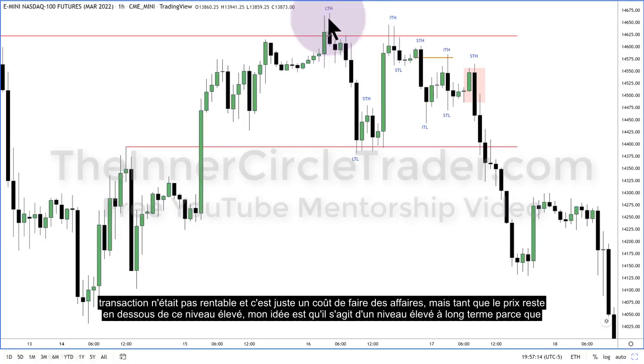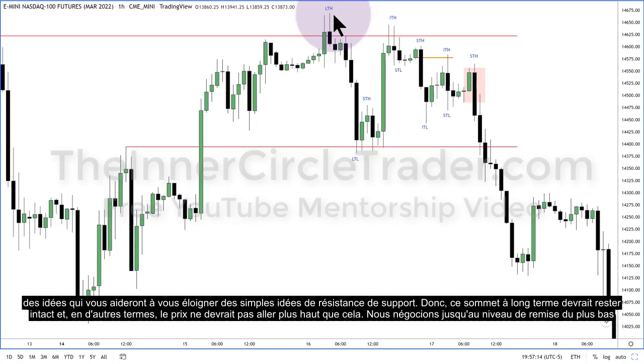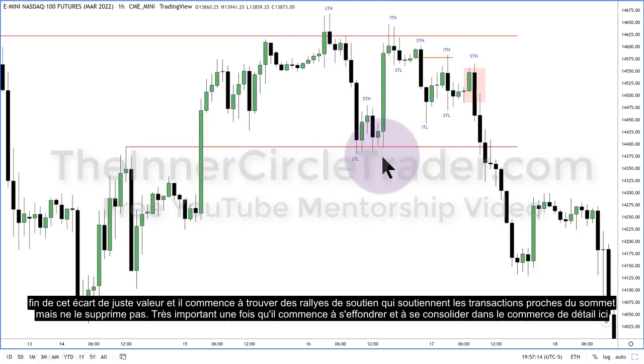But as long as price remains below this high, my idea is this is a long-term high because it's framed on what? A higher time frame resistance level, if we want to talk in terms of retail ideas, so that way we can understand something in a simplistic manner, but we'll build on the ideas that will help move you away from simple support resistance ideas. So this long-term high should remain intact. In other words, price should not go higher than that. We trade down to the discount level of the low end of that fair value gap. And it starts to find support, rallies back up, trades near the high, but does not take that out.